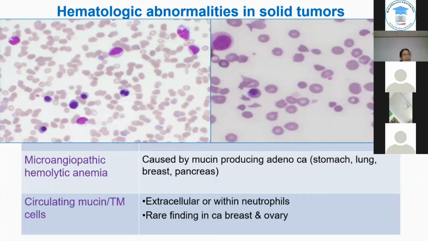Then sometimes there may be circulating mucin or tumor cells in the peripheral blood. This circulating mucin may be present in the extracellular space or within the neutrophils. The presence of tumor cells is called carcinocythemia, and it is a rare finding in carcinoma of breast and ovary.